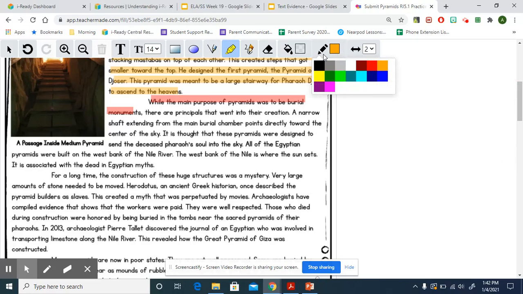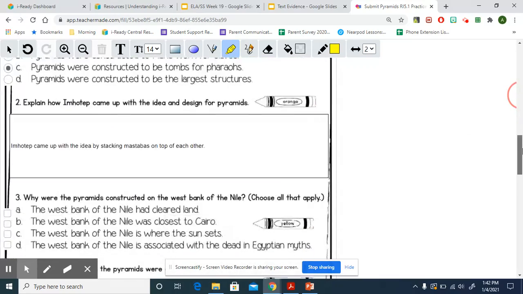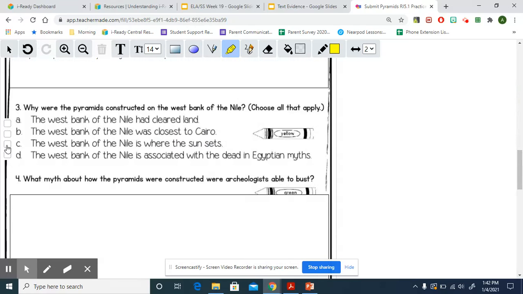So again, to change the color, you're going to hit this button right here. Click yellow. The west bank of the Nile is where the sun sets. It is associated with the dead in Egyptian myths. So because we found that, we know that the answer would be C and D.